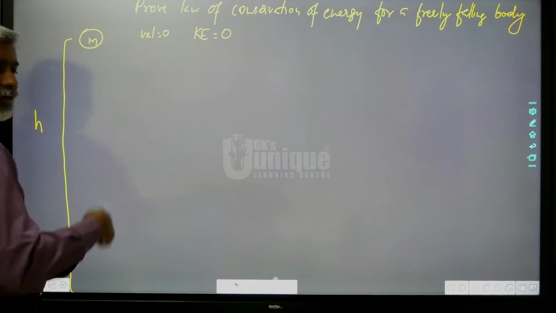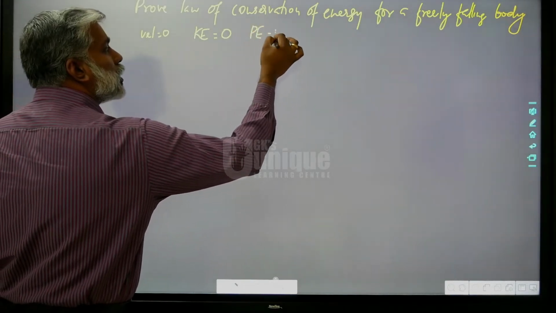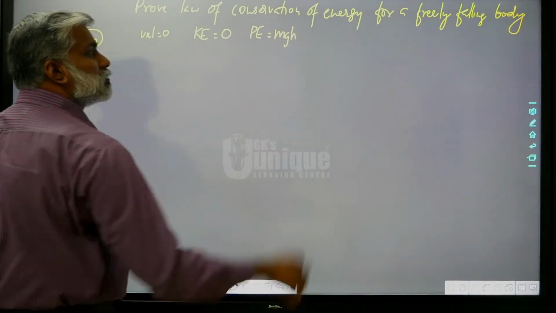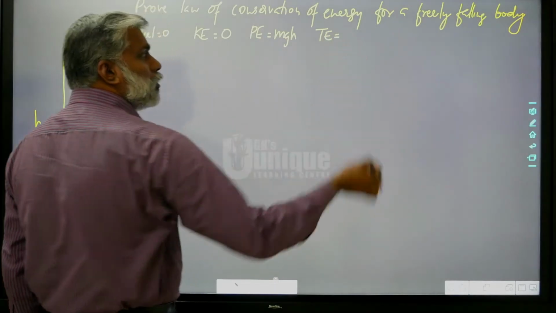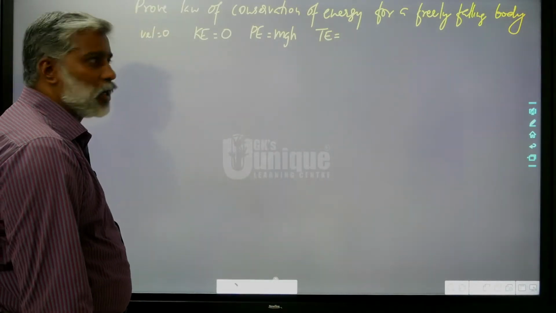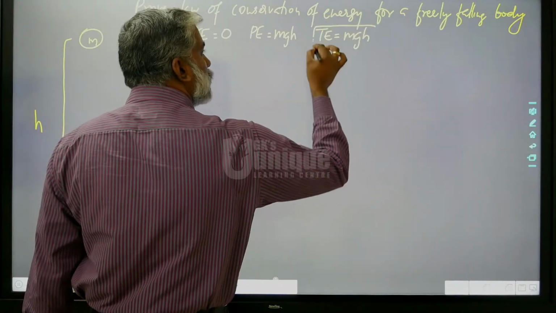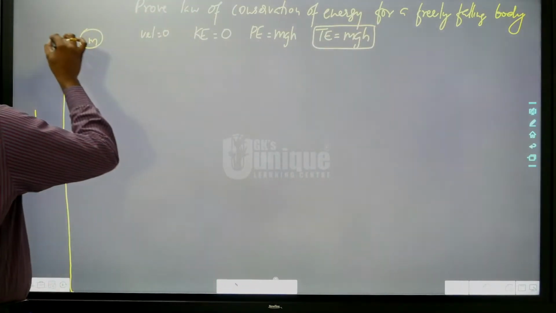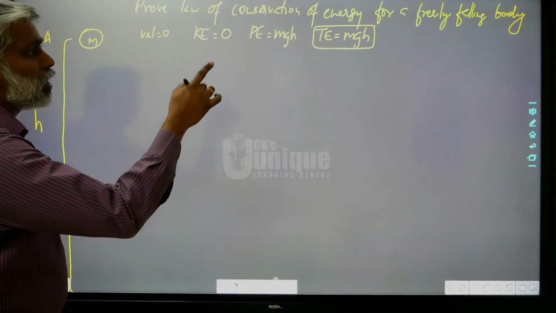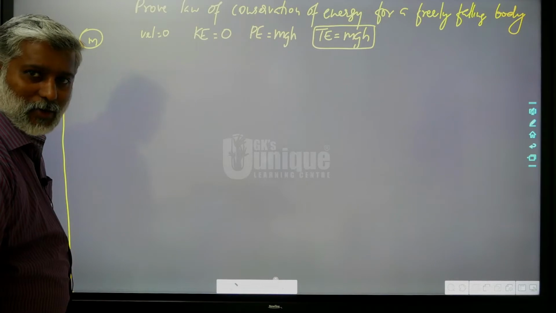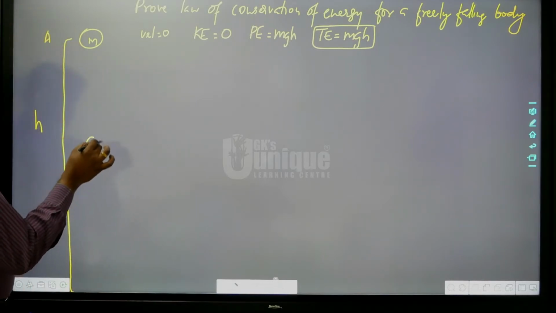It is at a height h. See, so it will be having potential energy. So potential energy is equal to mgh. Am I right? Then what is the total energy? Total energy is equal to kinetic energy plus potential energy, 0 plus mgh. So what is your energy? mgh. So at this point, I name the point as A. And so at the point A, your body will have mgh. Okay, total energy mgh.